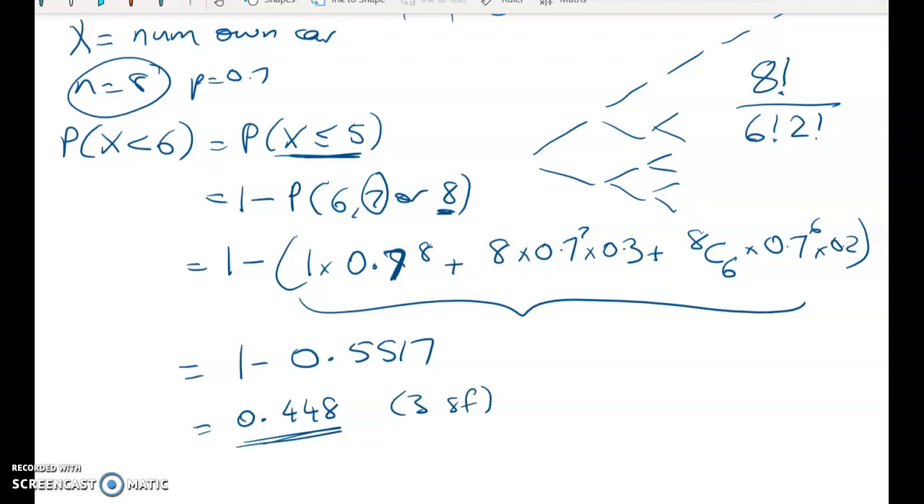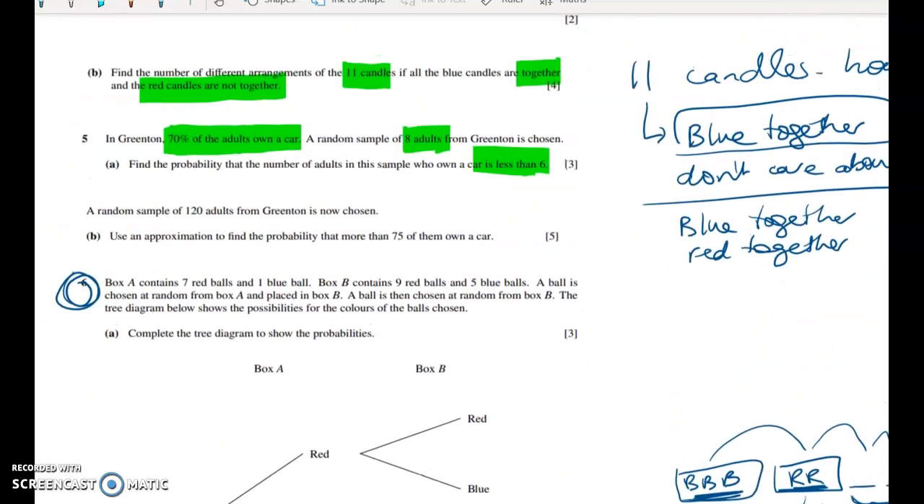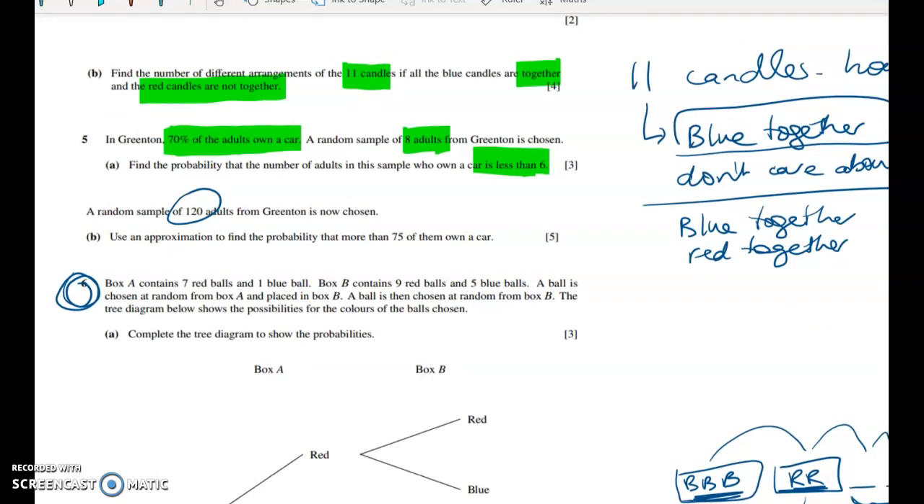Right, the next part is one where we've got a big sample size. We've got 120 adults now from Greenton, so we don't want to be working with a binomial distribution to figure out the probability that more than 75 own a car. And that's why we're told to use an approximation. So if you're doing this in A level, you've got a whole bunch of approximations that you need to think about. But in AS, the one we're looking for here is the normal approximation to the binomial distribution.